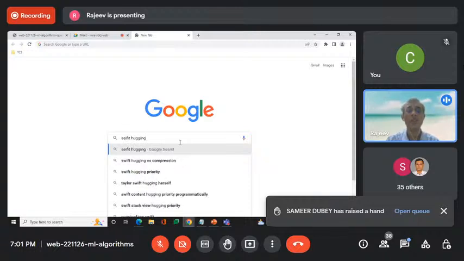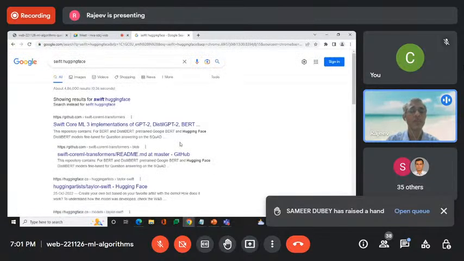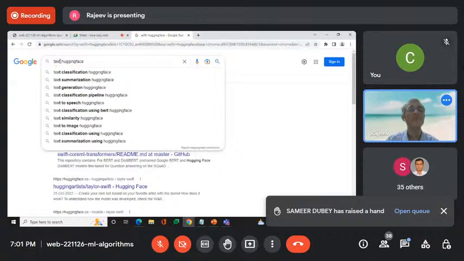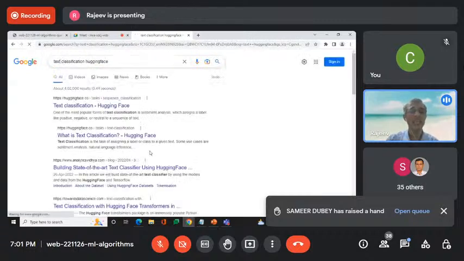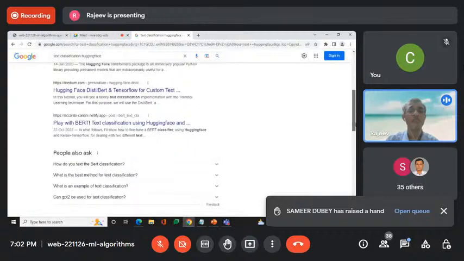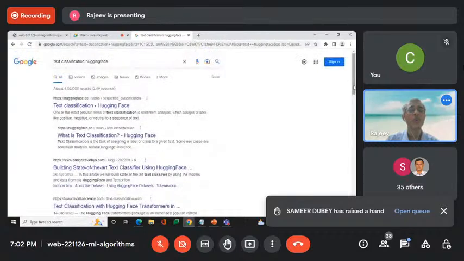If you want, take a look at a library called Hugging Face. There are quite a few algorithms. Depending on what type of text you have, what type of noise you have, and how much data you have, there are quite a few algorithms. So this is the deep learning way of doing text classification.